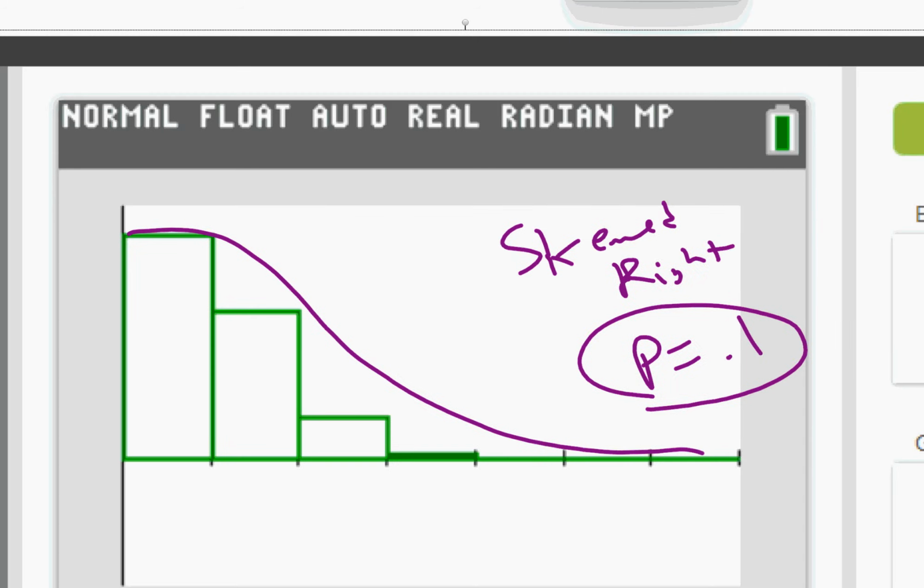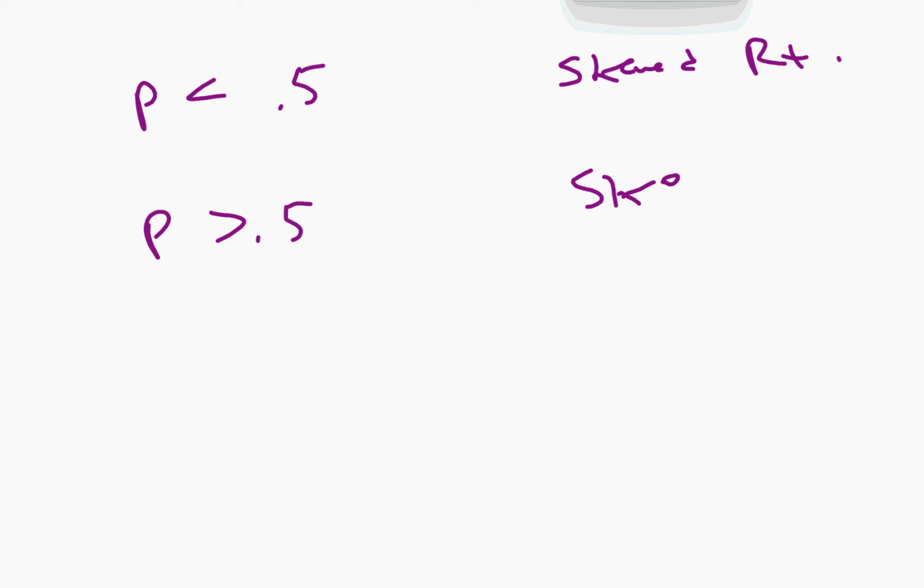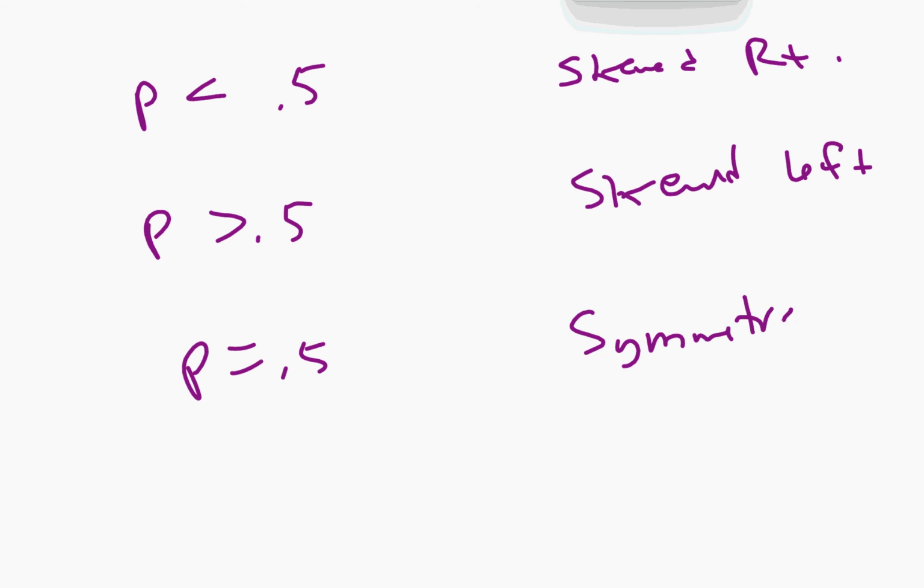So final summary here. If p is less than 0.5, then like we saw earlier, the graph is skewed right. If p is greater than 0.5, we expect the graph to be skewed left. And if p equals 0.5, we expect the graph to be symmetric. Okay, so this is the lesson for today.